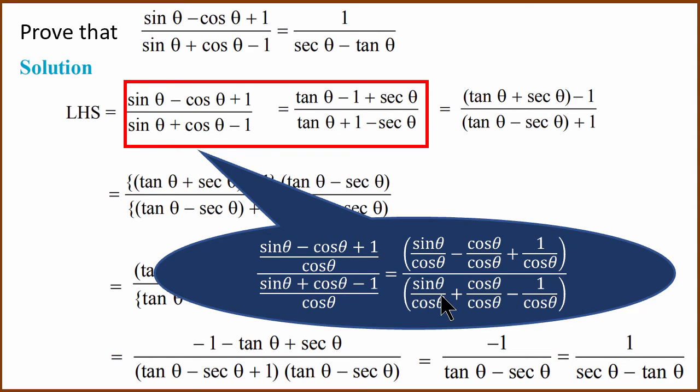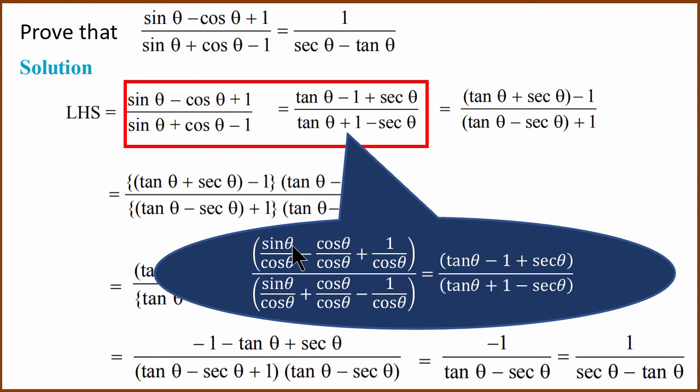Okay. So if you simplify this, what do you get? Sin theta by cos theta is tan theta, right? Sin by cos is tan. Cos by cos is 1, so minus 1, because you cancel cos and cos. And 1 by cos theta is secant theta, right? So that's what we get. And the same thing we do with the denominator. As a result, you end up with tan theta plus 1 minus secant theta, which is this step. So basically, we have divided the whole thing by cos theta and we got the next step.